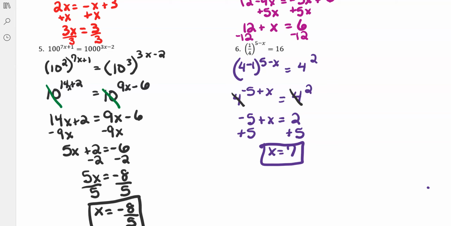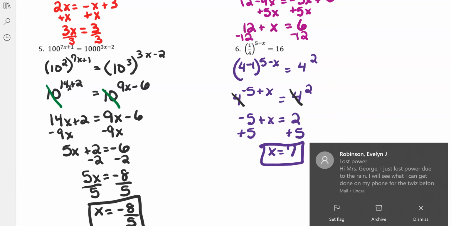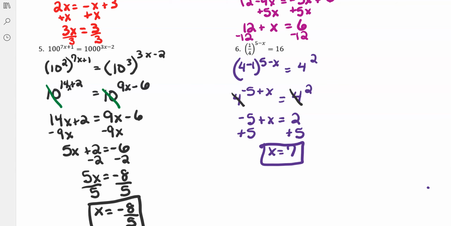Real quickly, if you are planning on taking pre-cal next year, if you're going to be at UNCSA next year and you are planning on taking pre-calculus, or if you wanted to take AP Stats, I need you to give me a heads up. For AP Stats, I just want to know so I'm aware. But for pre-cal, I want to make sure that you have all the things to get ready for the class in the fall.